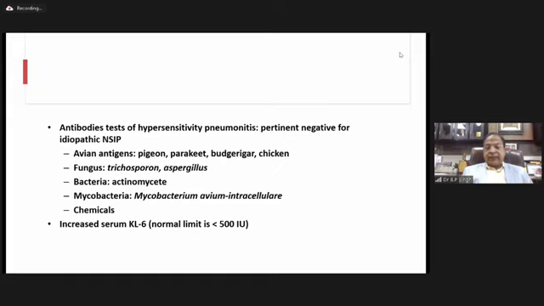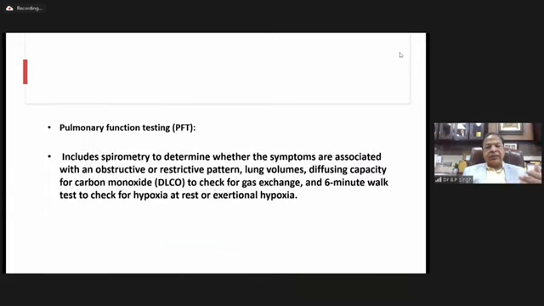Increased serum KL-6, Krebs von den Lungen 6. This is an enzyme that has been shown to be increased in patients with interstitial lung disease, and the normal value is less than 500. It is much more relevant in acute exacerbation, where higher levels are associated with a poor prognosis. The pulmonary function test is very important, and it shows a restrictive pattern in patients with NSIP, and also a decrease in diffusion.